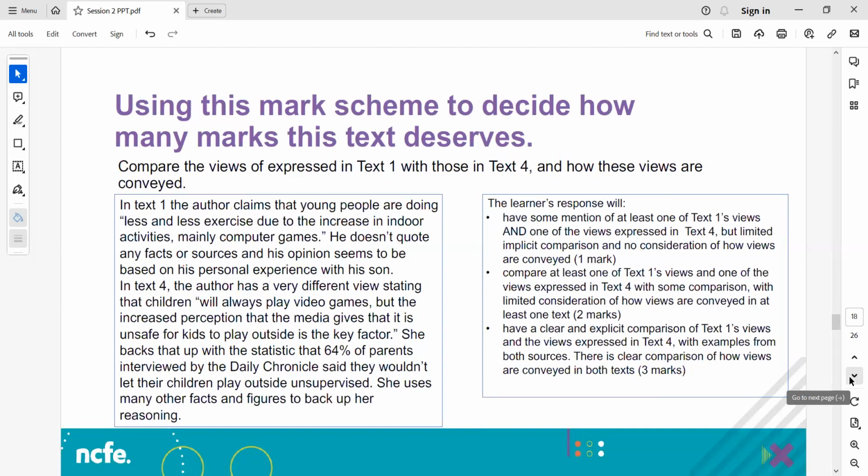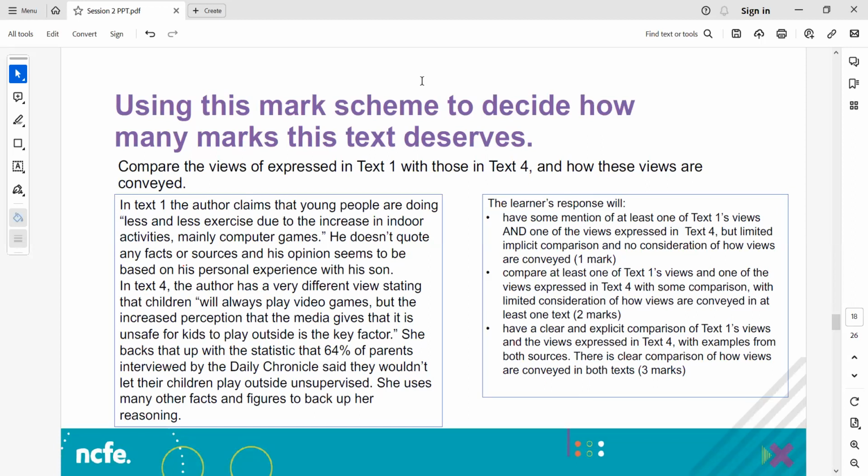So we've got another answer here, and the question was, compare the views expressed in text 1 with those in text 4 and how those views are conveyed. So I'll read it out. In text 1, the author claims that young people are doing less and less exercise due to the increase in indoor activities, mainly computer games.